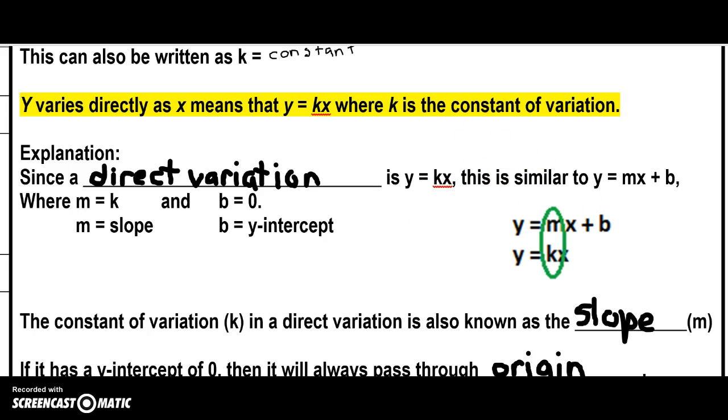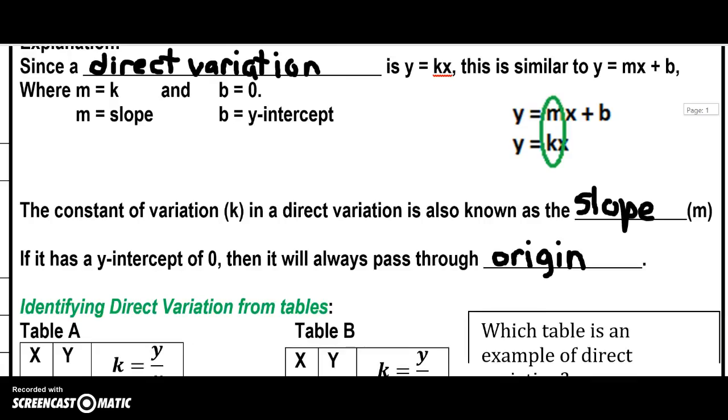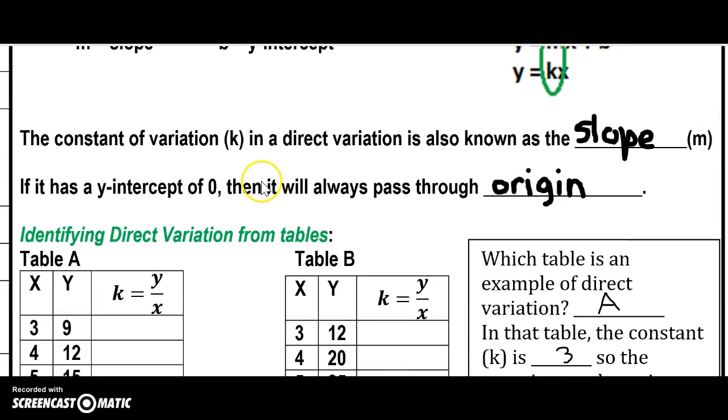And you even have two equations over here. Y equals mx plus b, where m is your slope and b is your y-intercept. Y equals kx, where k is your m. They're all the same thing, and k is your slope as well. So the constant of variation in a direct variation is also known as the slope, which is m or k.